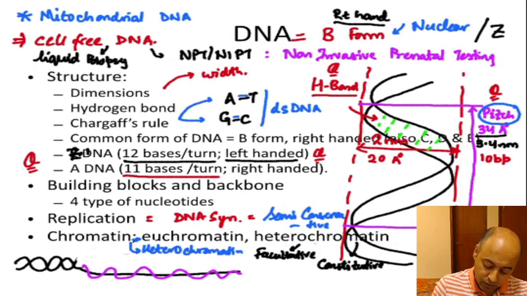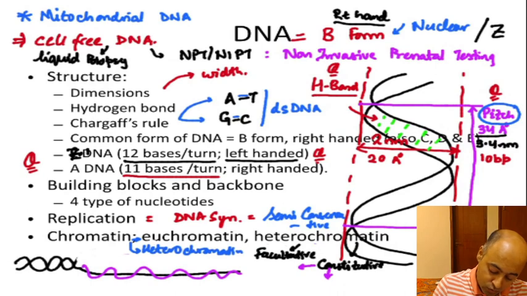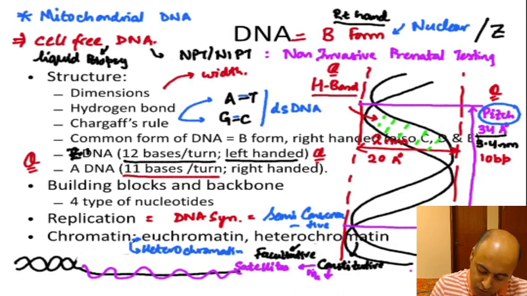What you have to remember, the constitutive heterochromatin, if you try to visualize them in the DNA after the staining pattern is there, you can get segments which are called satellites and which are called microsatellites.